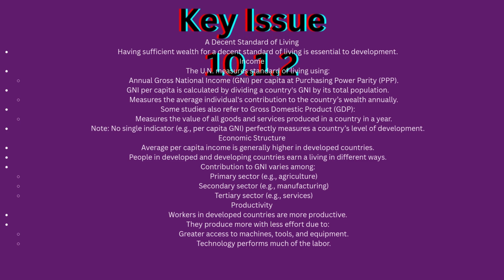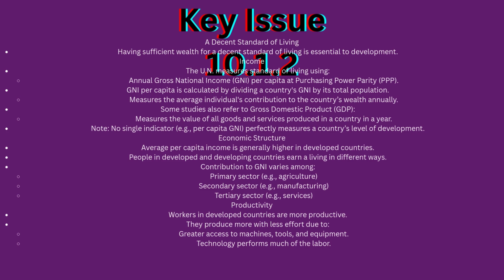The UN measures the standard of living in countries through a complex index called Annual Gross National Income per Capita Purchasing Power Parity. By dividing GNI by total population, it is possible to measure the contribution made by the average individual toward generating a country's wealth in a year. Some studies refer to gross domestic product (GDP), which is also the value of output of goods and services produced in a country in a year.